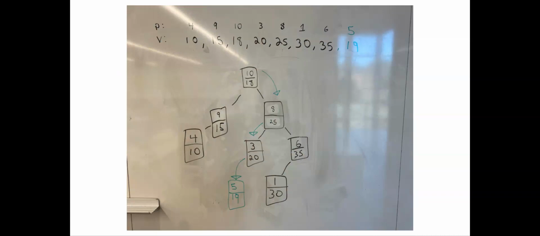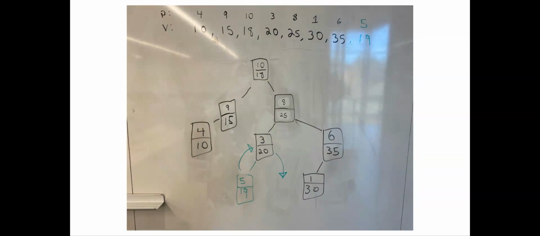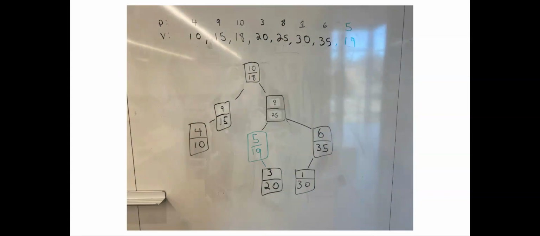3. So since the left child's priority is greater than the parent's priority, what are we going to do? We're going to rotate to the right. Now we have a priority of 5 above priority 3 and the value 20 as a right child of 19, which maintains both the binary search tree property and the max heap property.